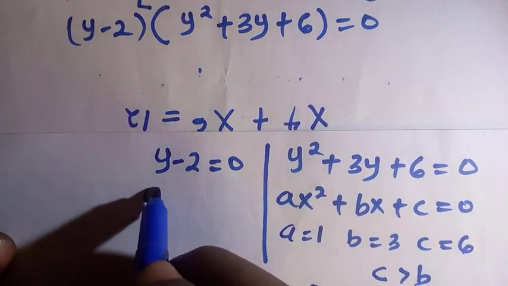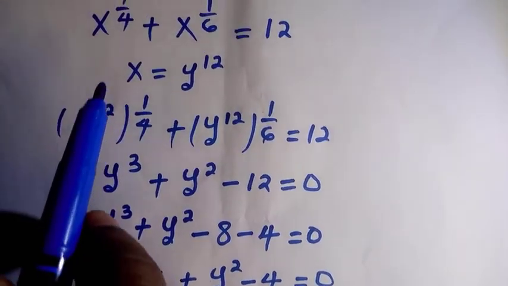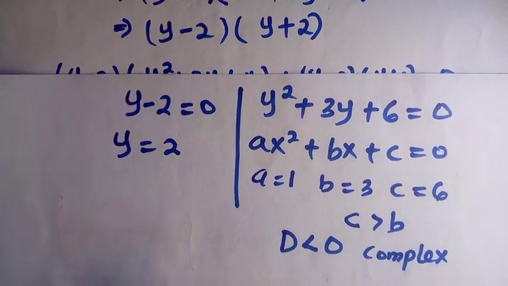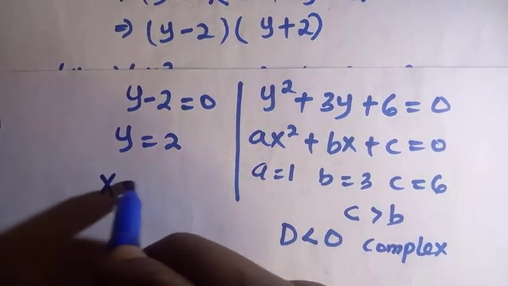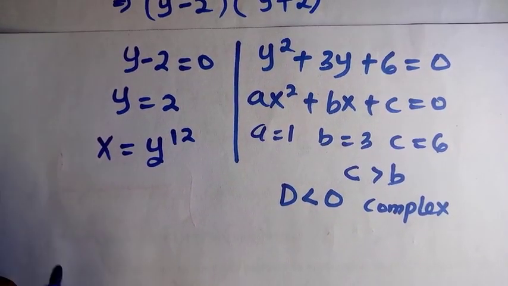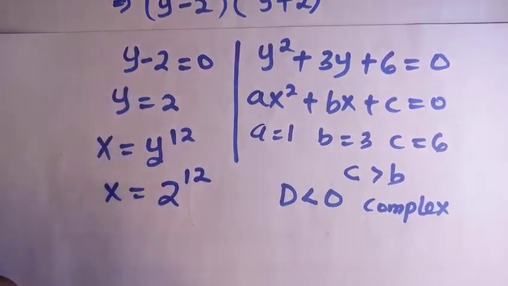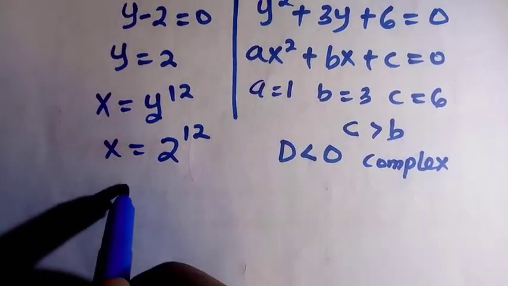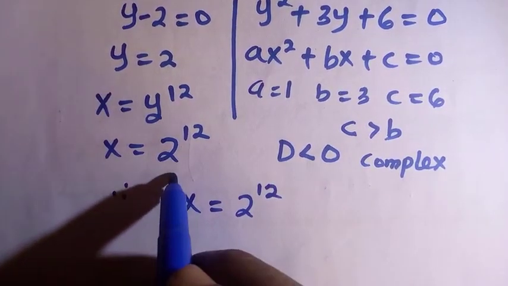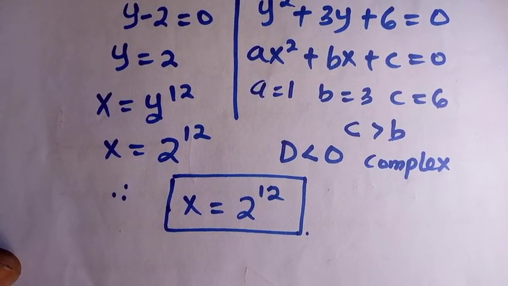The first one is y minus 2 equal to 0, and y here equals 2, so I'm solving it. We know that from the first step, we let x equal y raised to the power 12. We have gotten the value of y to be 2, so x equals y raised to the power of 12. Replacing y here with 2, we get 2 to the power of 12. And 2 to the power of 12 is the real value of x in the given radical problem. And this is how to go about this problem.